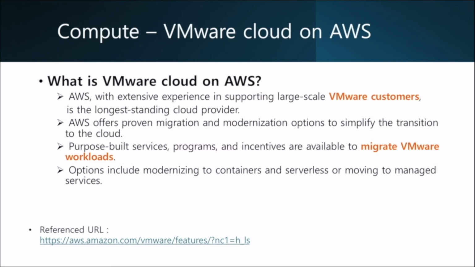Now moving on, we want to talk about what is VMware Cloud on AWS. AWS, with extensive experience in supporting large-scale VMware customers, is the longest-standing cloud provider. AWS offers proven migration and modernization options to simplify the transition to the cloud. Purpose-built services, programs, and incentives are also available to migrate VMware workloads. Lastly, options include modernizing to containers and serverless or moving to managed services.